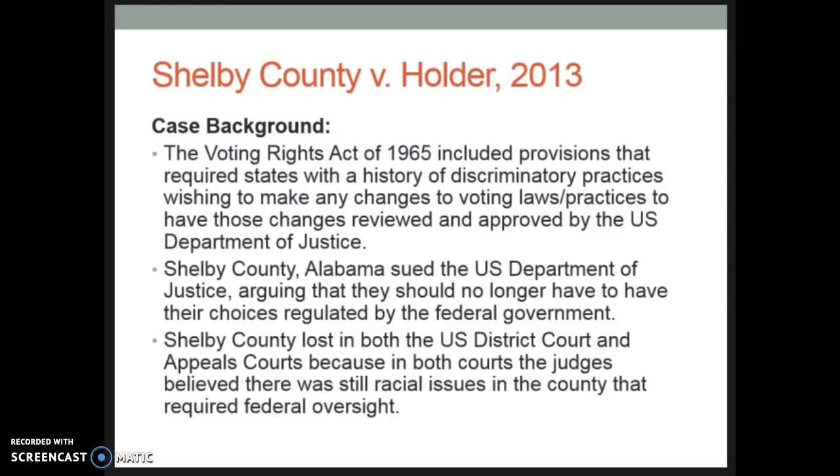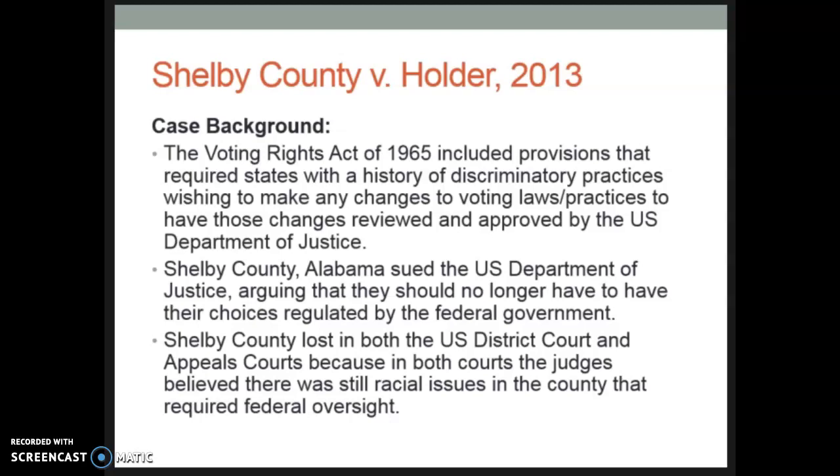All right, so a little bit of background. The Voting Rights Act of 1965, as I told you guys earlier, included provisions that required states with a history of discriminatory practices like literacy tests, poll taxes, grandfather clauses, and additional registration requirements for African Americans, that if those areas wanted to make any changes to the voting laws and practices regarding registration and then actual voting, the changes they proposed have to be reviewed and then approved by the U.S. Department of Justice. So basically, these counties in the South were put on probation. And if they wanted to make any changes to how they vote or how they allow people to register and vote, then the Department of Justice is going to have to review that before it can go into place, to try to prevent additional discriminatory practices.